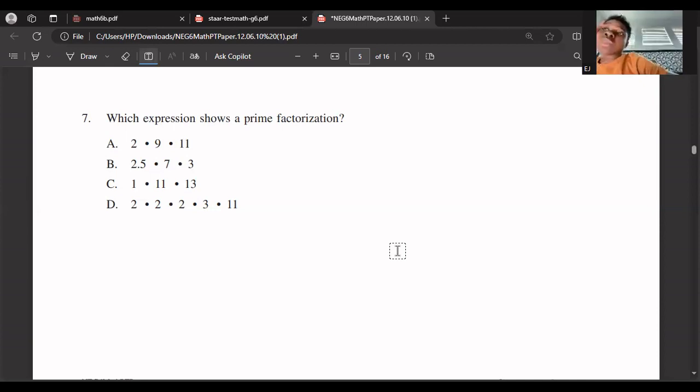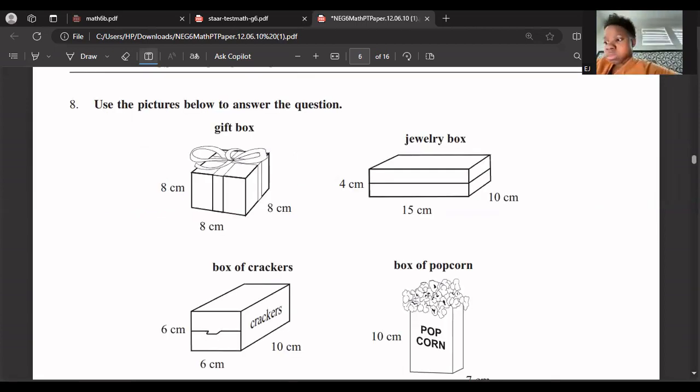EJ, please pay attention to what we are learning, okay? I got it. No, I understand, but you're here to learn, so there are things you need to know. When I'm explaining, just pay attention, okay? And yes. All right, beautiful. So the answer is D. 2 is a prime number, 3 is a prime number, 11 is a prime number. Time, let's move on. Number 8.